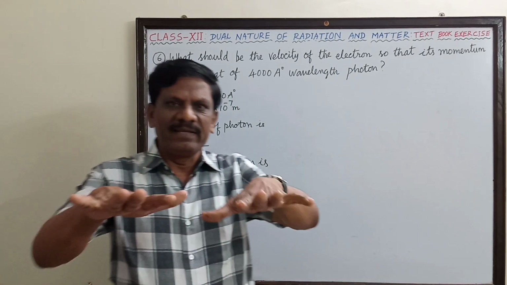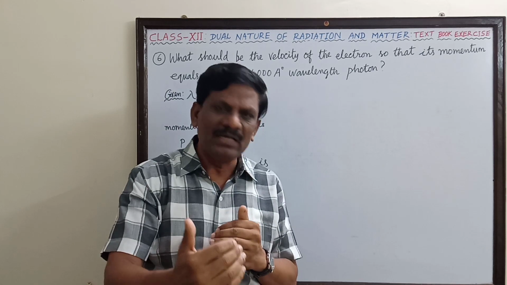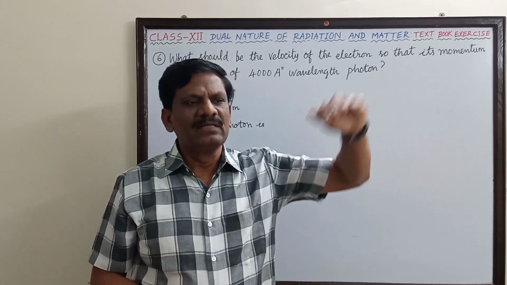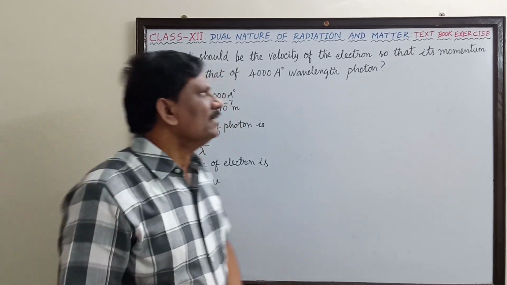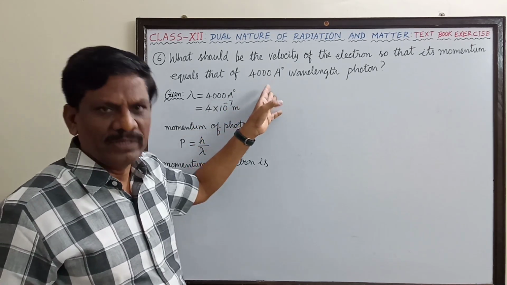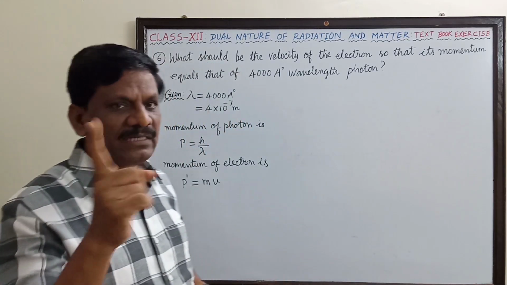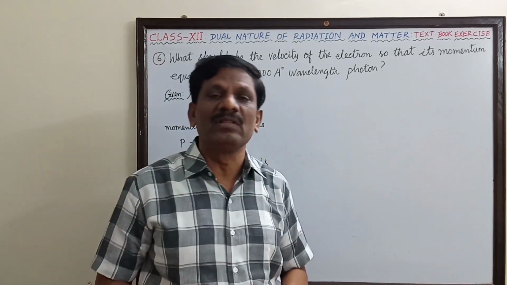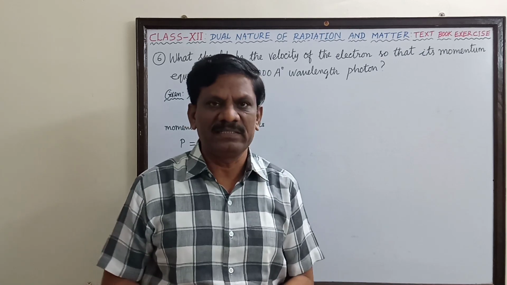In the photoelectric effect, we have studied that photons of a certain wavelength lambda are incident on the metal surface, and some electrons come out with velocity v. So if the incident photon's wavelength is 4000 angstrom unit, with how much velocity will the electron come out? The condition given is that the momentum of the incident photon is equal to the momentum of the emitted electron. You have to understand that very carefully.